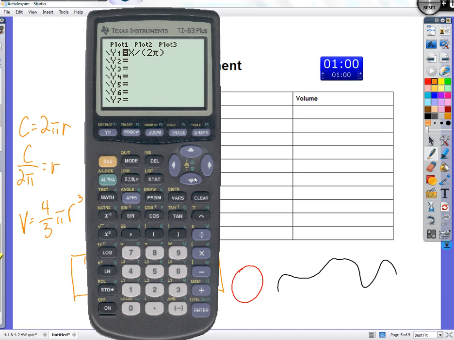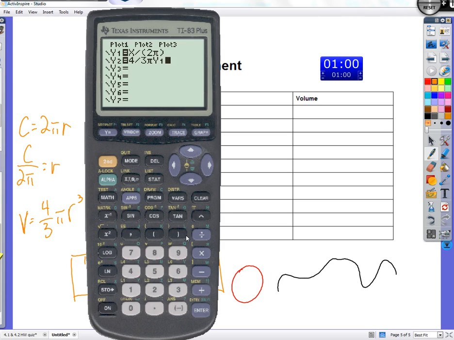R is whatever you get out of this function. All right, watch this. 4 thirds times pi times r cubed. The result of this, okay, watch this. You press this key right here. Variables. Y variables. Functions. Which function? Y1. Yes! That's so cool.